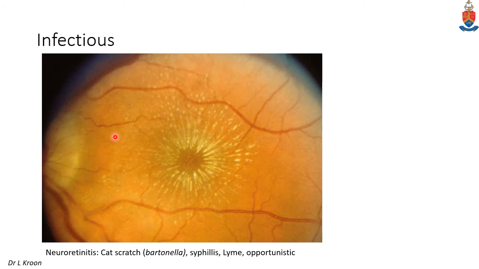So there are also infectious causes of optic neuropathies, sometimes combined with retinal abnormalities, and this is called neuroretinitis, where there's an inflammation of both the optic nerve and the retina, and when fluid in the macula precipitates, one gets these lipid stars, and this is a classical picture of neuroretinitis. The most identifiable cause of neuroretinitis is cat scratch disease due to Bartonella, but one can also have it in clinical scenarios like syphilis and opportunistic infections like TB, which is commonly seen in our country.